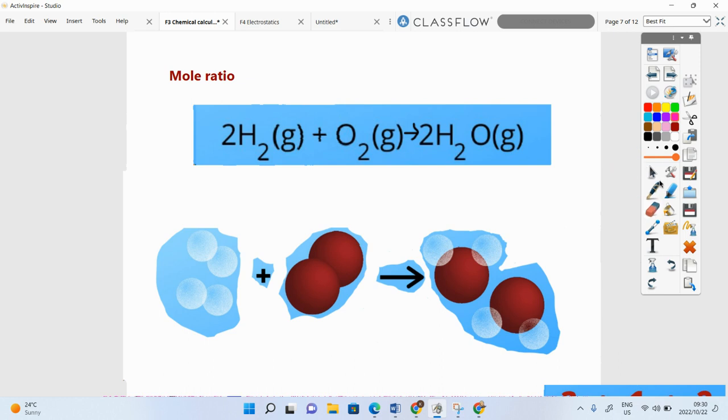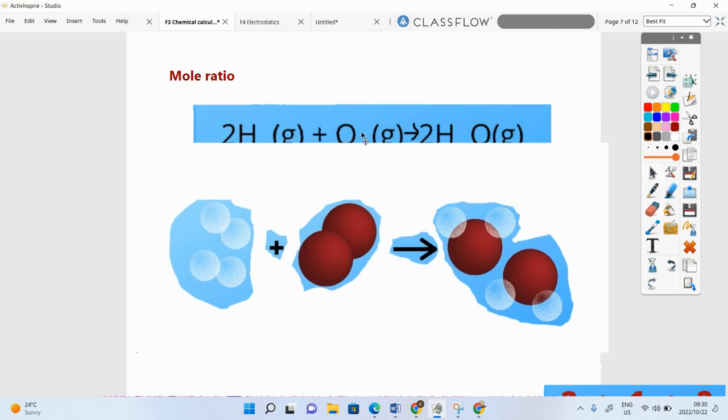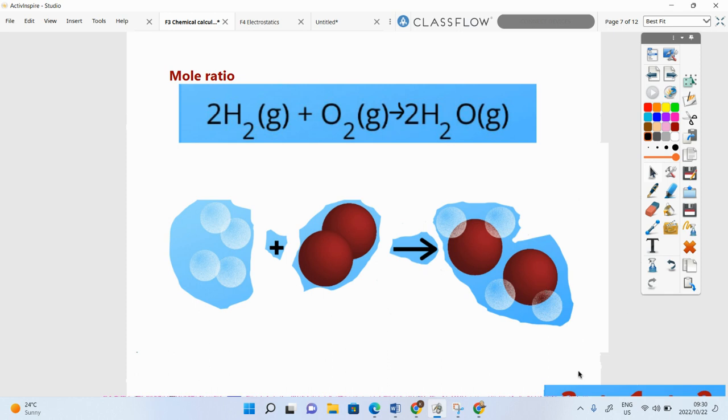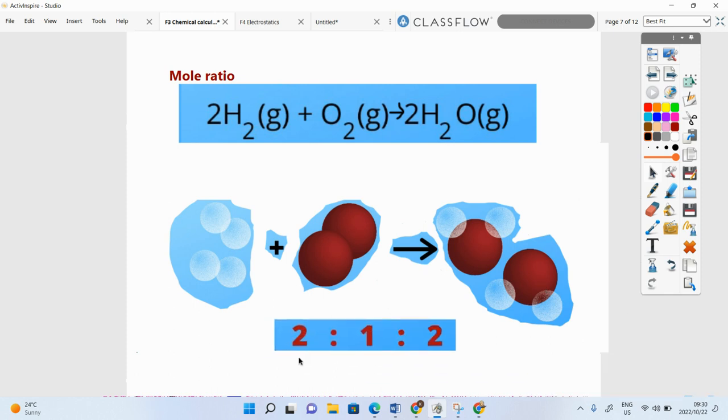Okay, but because you're all grown up now and you're not in grade 8 anymore, you know that this is actually a mole ratio. So it means 2 moles will react with 1 mole and give 2 moles. It doesn't matter if it's moles or what it is, it's particles. So 2 moles of this will react with 2 moles of this, 1 mole of that, and will form 2 moles of that. Still with me?